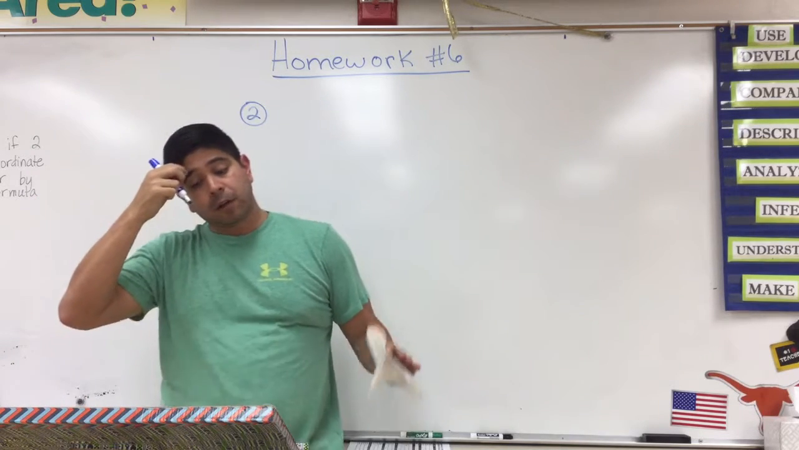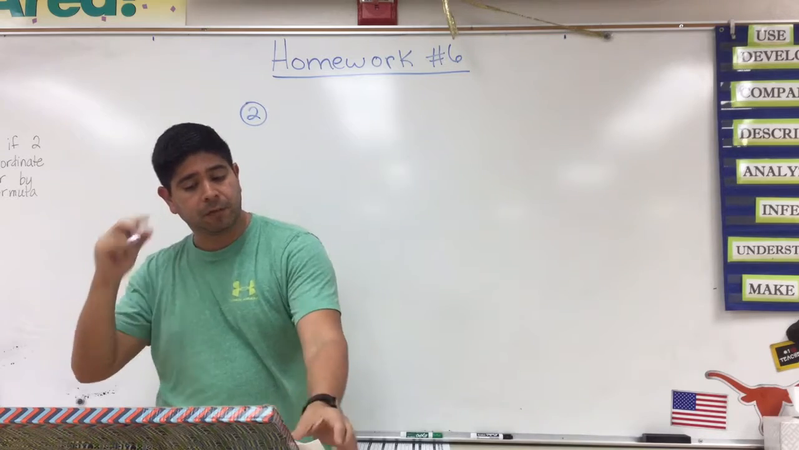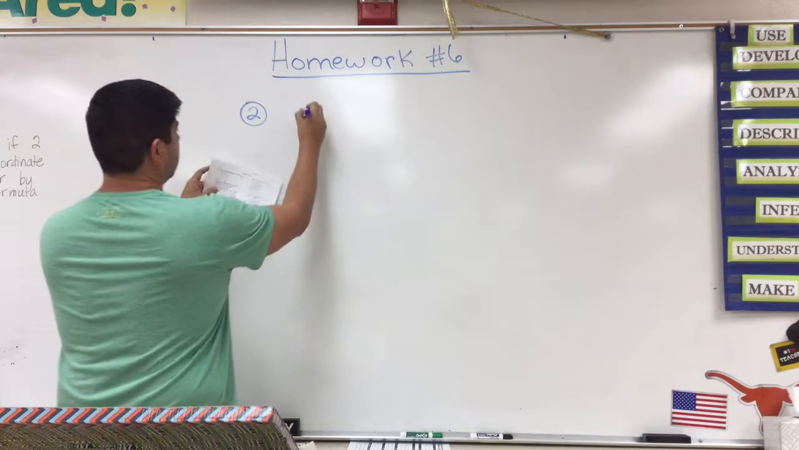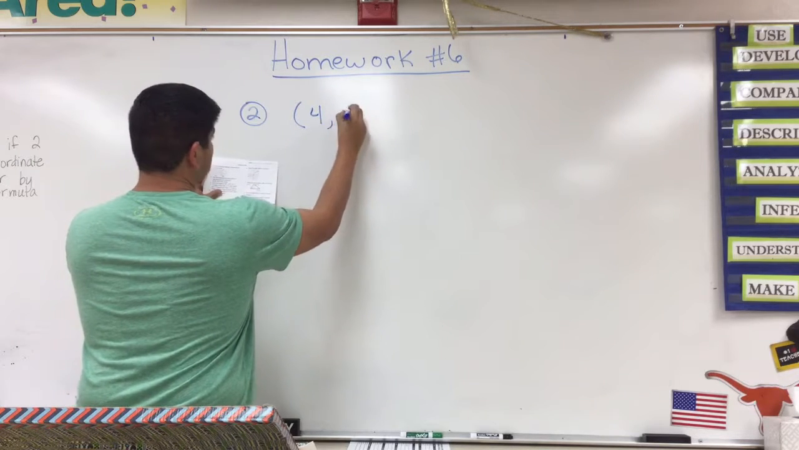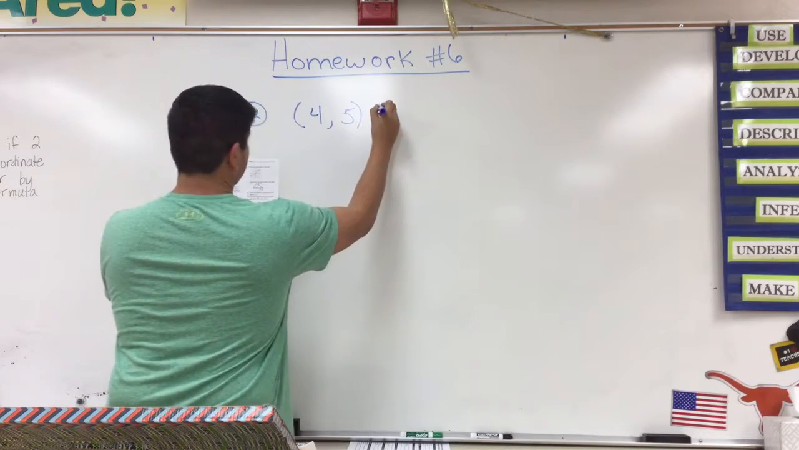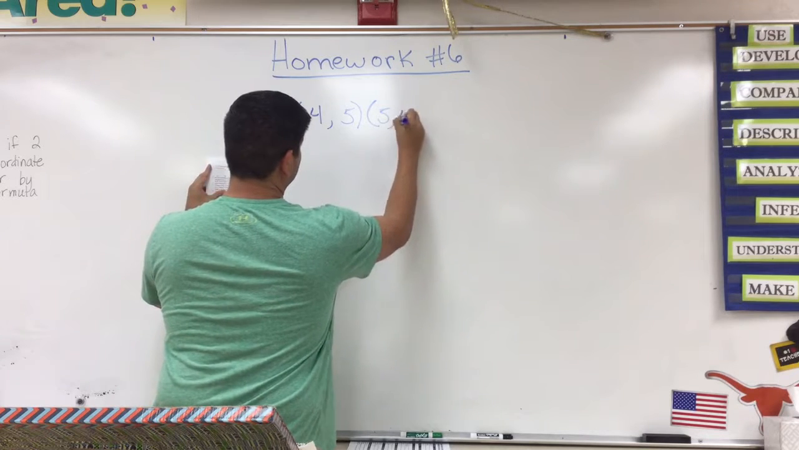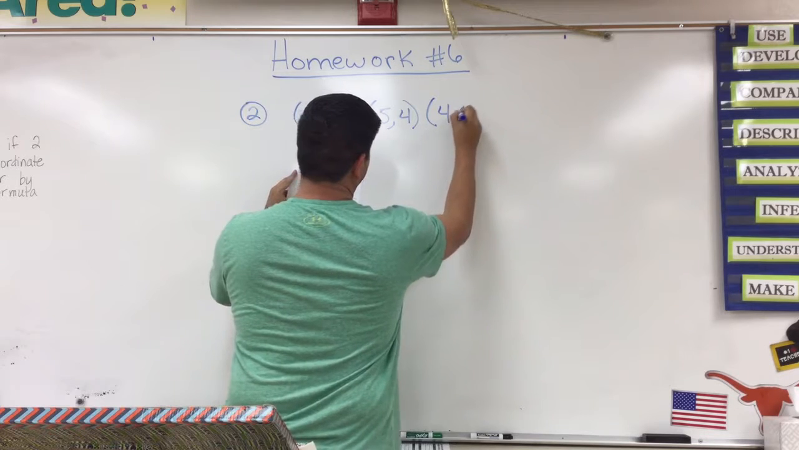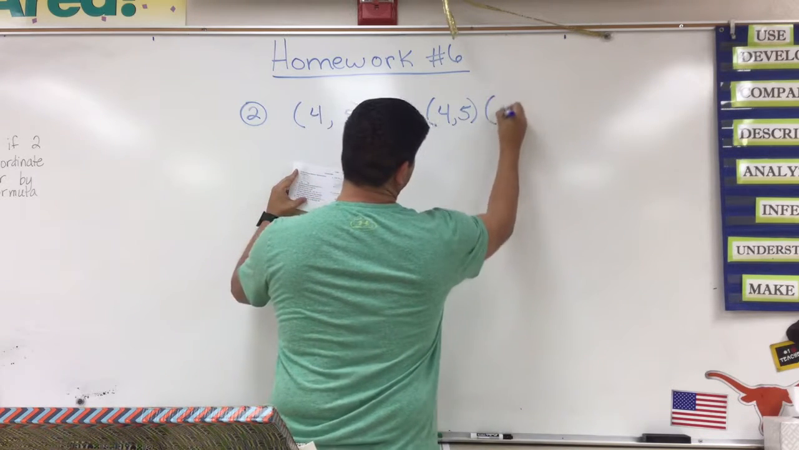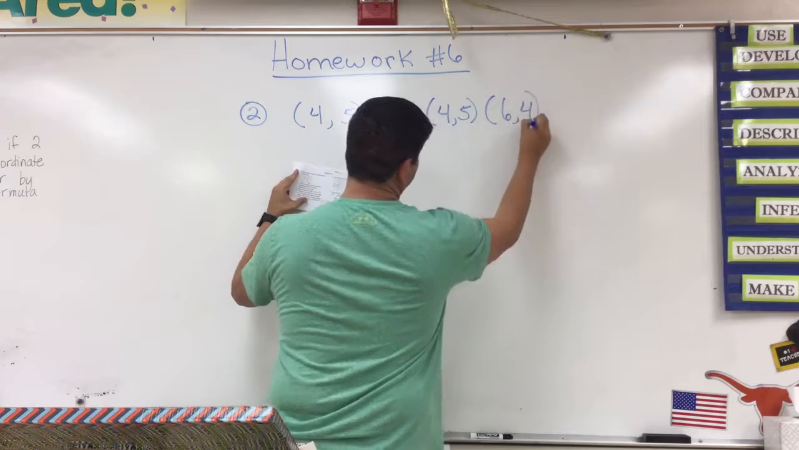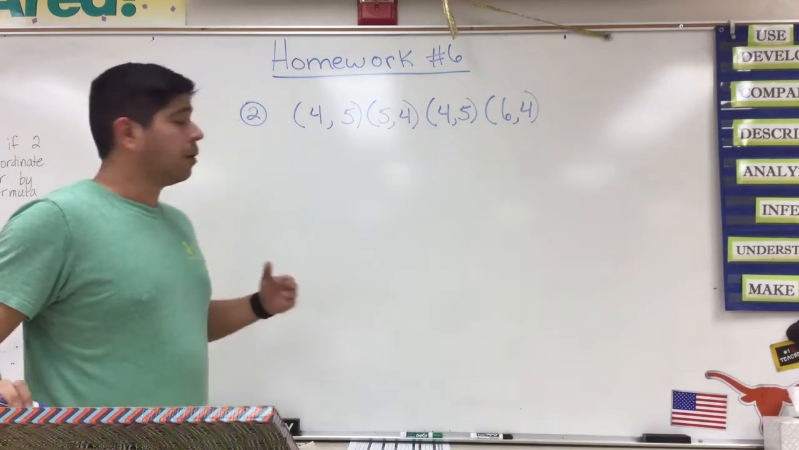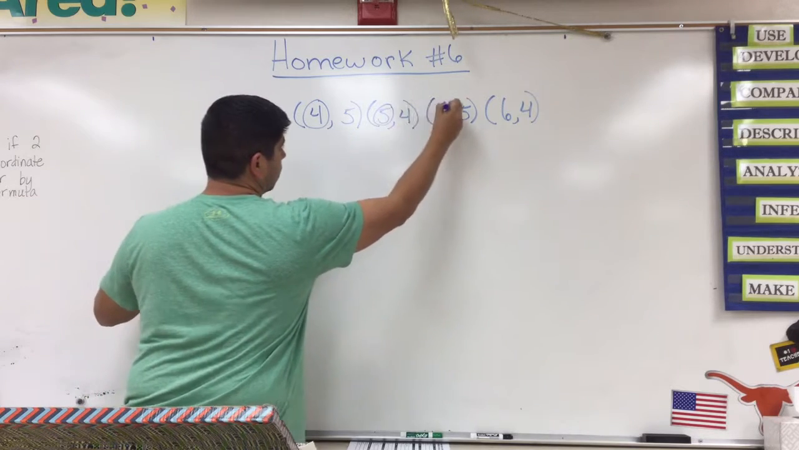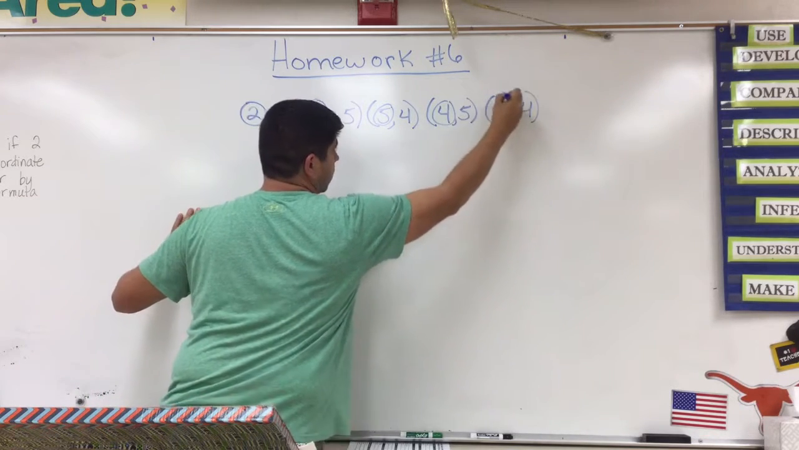Okay, number 2 gives, are the following coordinate points a representation of a function? So it gives us coordinate points, ordered pairs. I'll write those in. We have 4, 5, 5, 4, 4, 5, and then 6, 4. Okay, so remember, we look at our x values, so I'm going to circle those. 4, 5, 4, and 6.